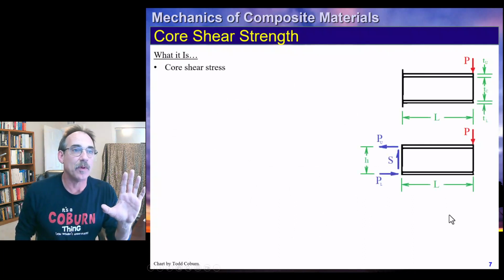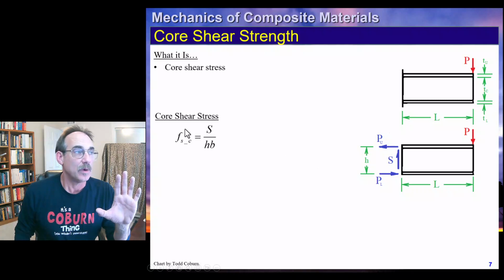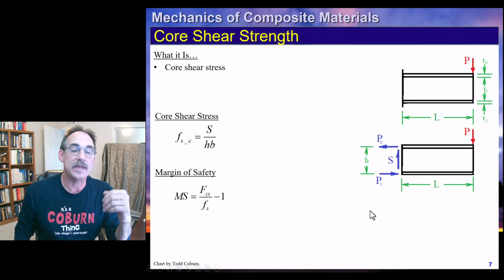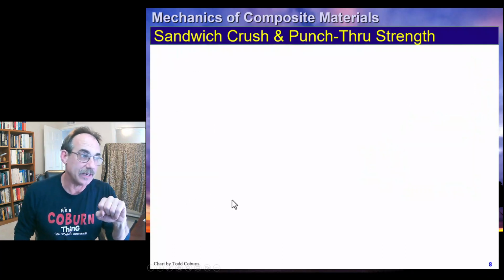Now this is pretty simple, but remember back to our model, we assumed that the core took all of the shear, the transverse shear. We presented last time that the shear stress in the core is just the shear force divided by the area, where we're using the H times B dimension as our area. Our margin of safety then will be comparing the shear strength of the core to the shear stress in the core. So this F_CS is the core's shear strength, and we'll look at that in just a little bit.